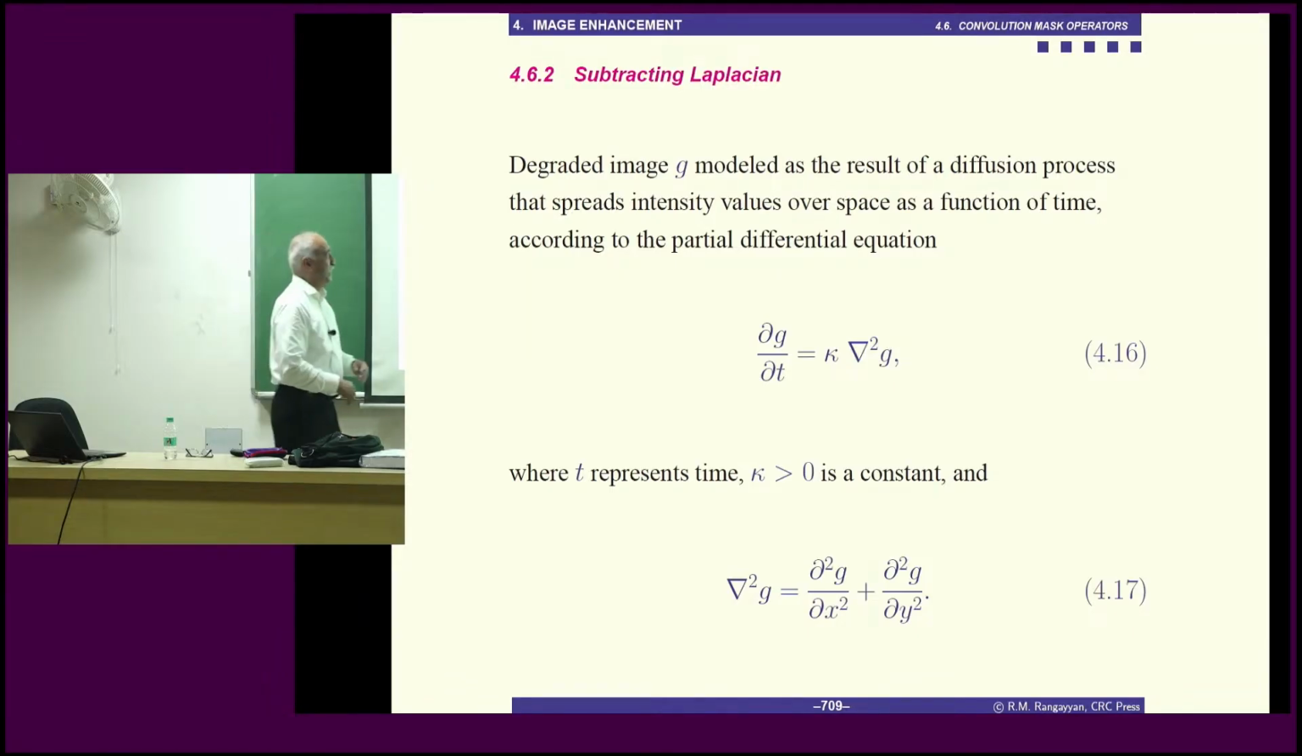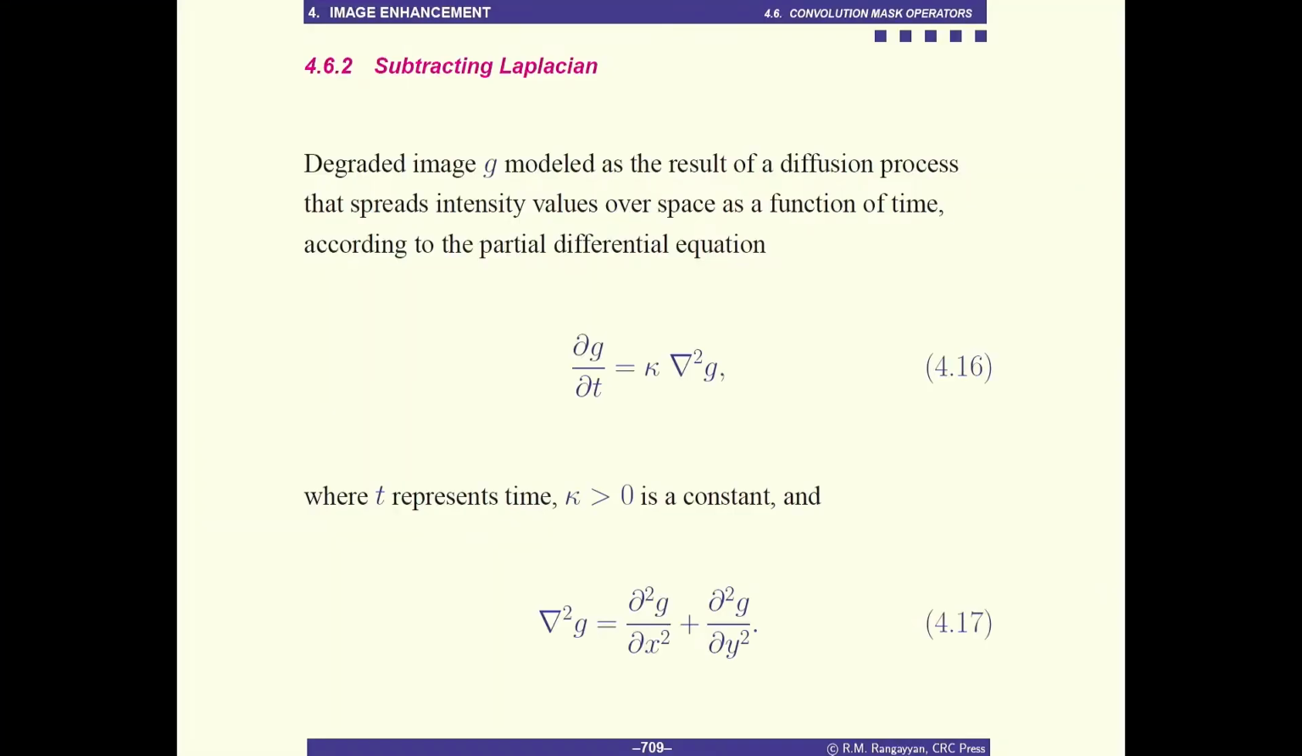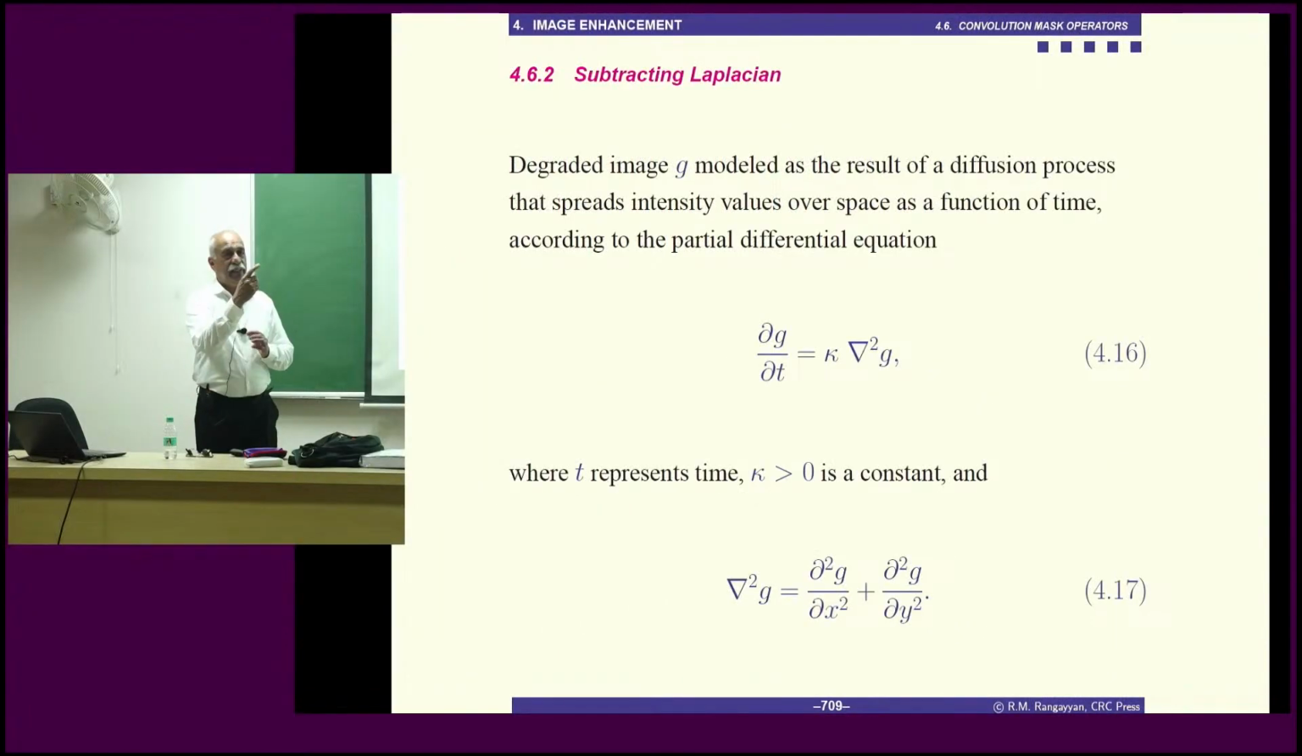Imagine some situations. And that spreading process is indicated as the derivative of the function g, the image, over time, is kappa nabla squared g, where nabla squared is the Laplacian. It's a spatial derivative. The temporal derivative is equal to the spatial derivative with a scale factor. That's the model for a partial differential equation for diffusion. It's a linear process here.